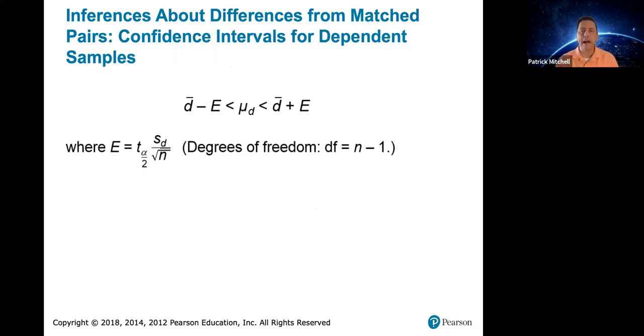Your confidence interval estimate for the population difference will be D bar plus or minus E. And this is how you calculate E. It's t sub alpha over 2 times S sub D over the square root of n. Very similar again to what we did when we were finding a confidence interval for a population mean with population standard deviation unknown. So back in section 8.3, I believe. And the degrees of freedom is n minus 1.